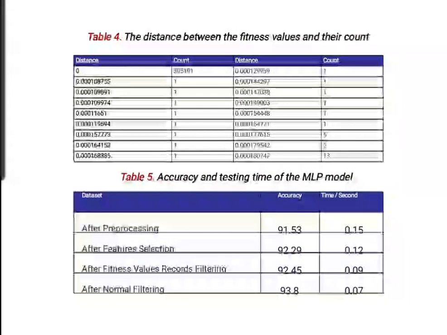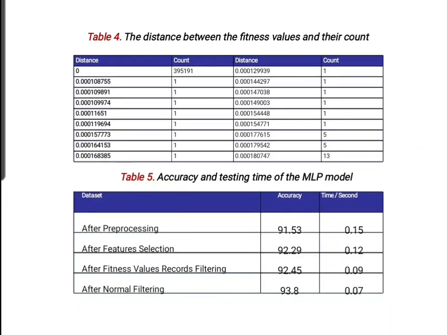Table 4 shows the clustering process between the fitness value and their number. It's clear from the table that the completely similar fitness values are 395,191 out of the total number of the training data sets.